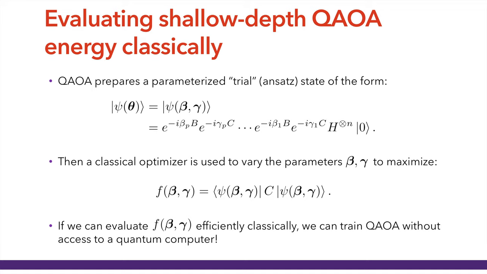And note that it's still not possible in general to sample from QAOA classically for hard Hamiltonians, but sometimes it's possible to evaluate the energy classically. So we still need a quantum computer to sample, but we can perhaps train QAOA without using a quantum computer. What I'm going to do is walk you through the math of it. It's going to be a little bit messy, but hopefully it'll give you a deep understanding of what's causing this.